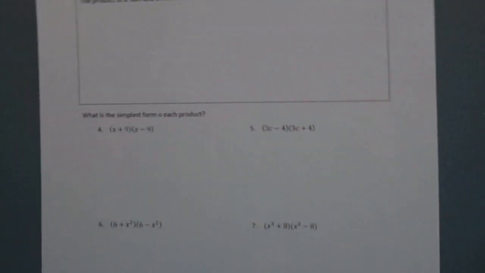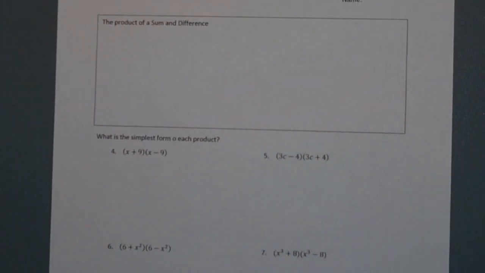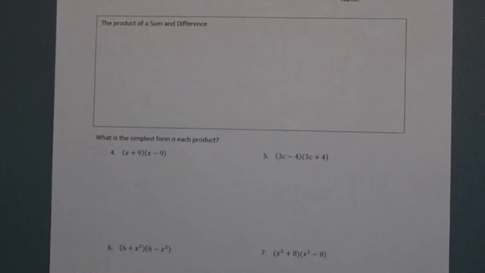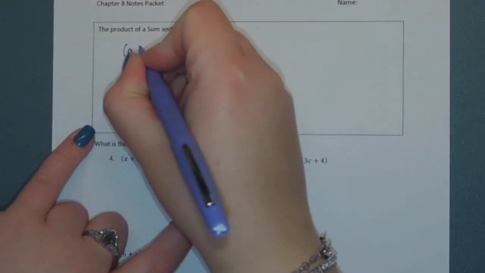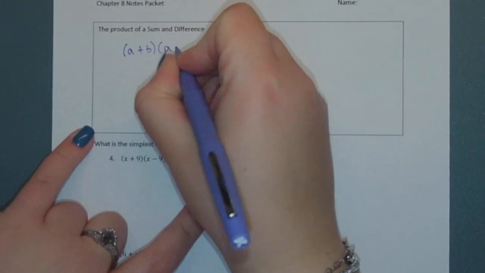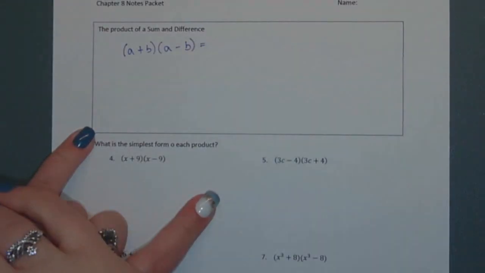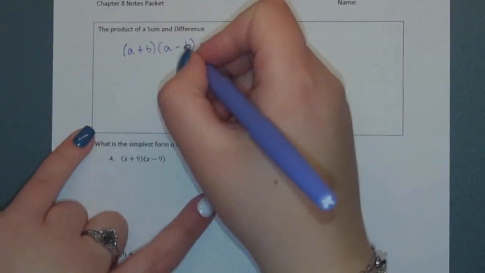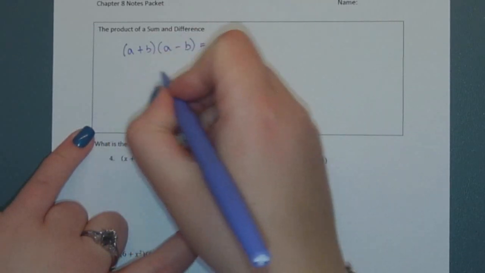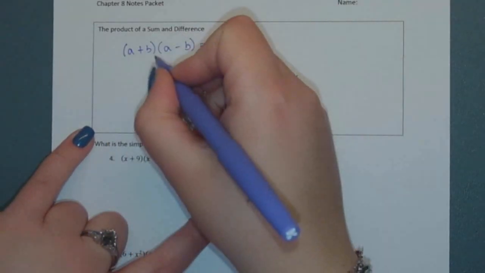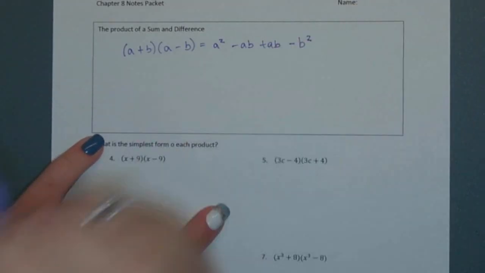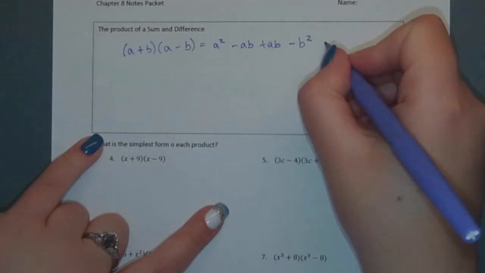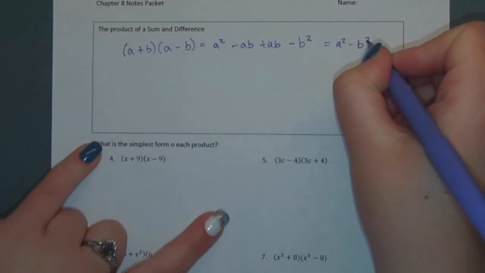Alright, moving on, we got a couple more things to look at. So we've got the product of a sum and difference. So this happens if we have a parenthesis that's a plus b, times a parenthesis that's a minus b. When we go ahead and FOIL that, the first two give us a squared, outside gives us minus ab, inside gives us plus ab, and the last ones give us minus b squared. The middle two terms are going to cancel out, so we got a squared minus b squared.